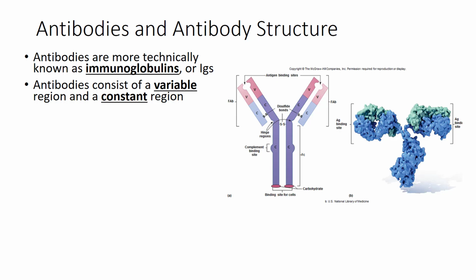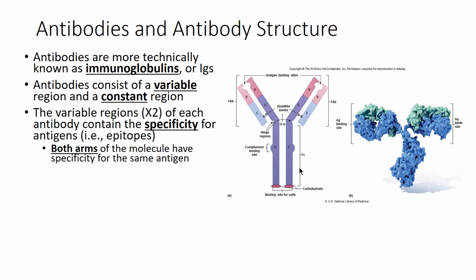So the arms are effectively the variable region, variable in that they have the capacity to bind different types of antigens. The constant region, sometimes known as the FC region, is constant in that it doesn't change much from one antibody to the next, and it is used to bind to host cells like macrophages, for example. So the two variable regions have the specificity. Both arms can bind the same antigen. When we get to the functions of antibodies in a minute, that will make more sense as to why that's necessary.